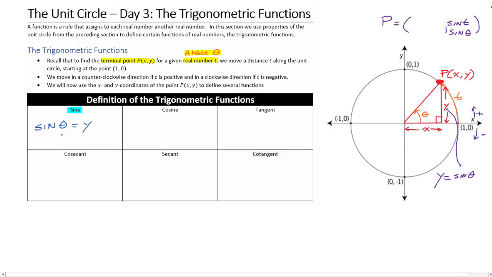So theta and t, it just depends. Remember, we're using theta for angles. We're using t for radians. That's all. So when we say real numbers, we're talking about radian measures. All right, so that's what sine is.